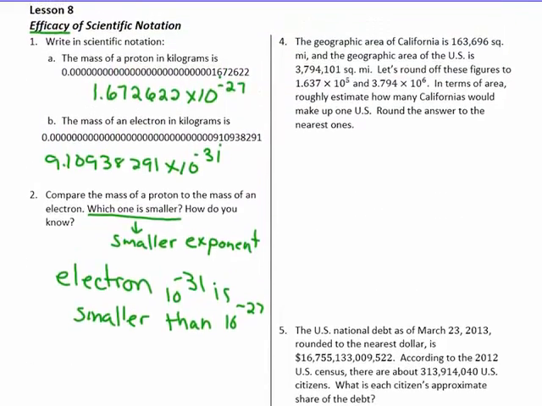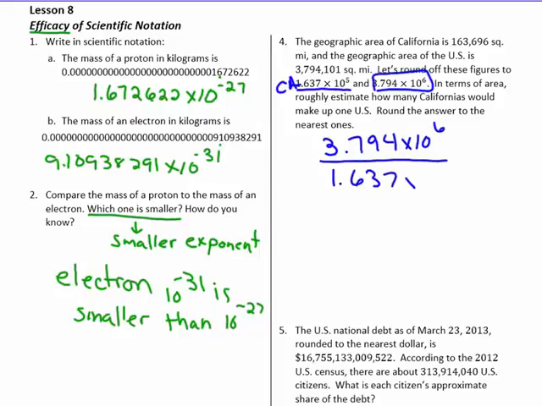Next, the geographic area of California is that, and the geographic area of the U.S. is that. Let's round each of these figures off. In terms of area, roughly estimate how many Californias would make up one U.S. So this is another division problem. We take the U.S., 3.794 times 10 to the 6, divided by 1.637 times 10 to the 5th. Oh, I wrote 7th instead of 5th. I'm sorry, I was wondering why that didn't seem right.